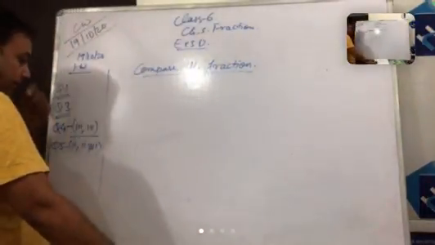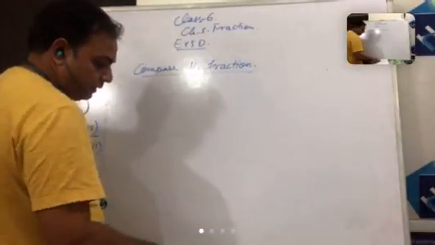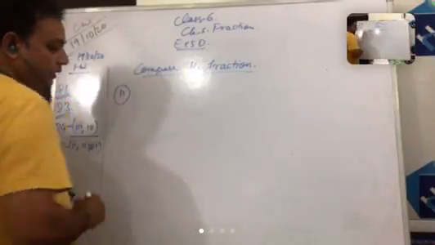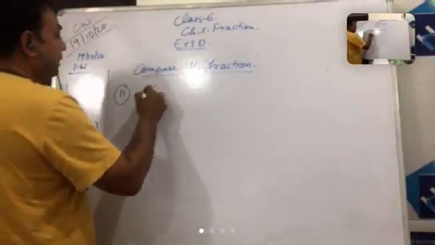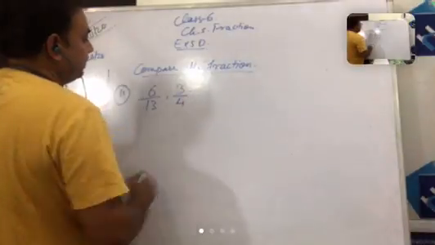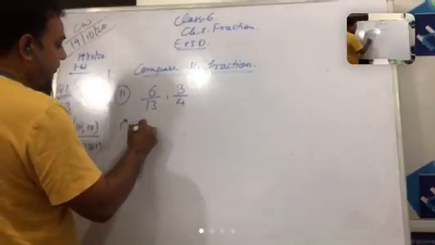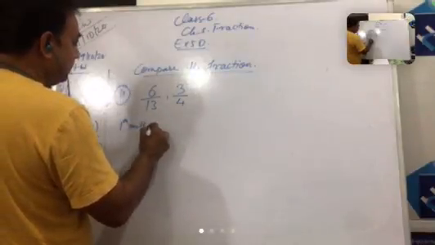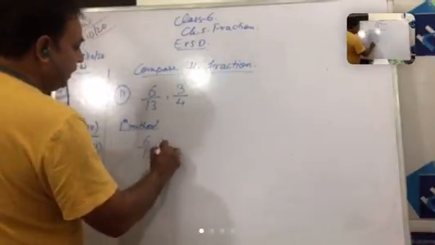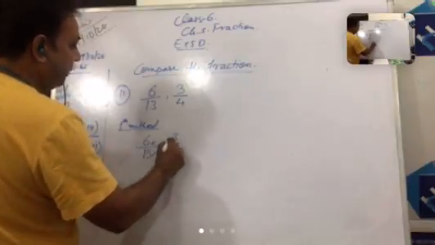Now I can solve the 11th question. Everyone write the 11th question: 6 upon 13, comma 3 upon 4. First, by the first method, cross multiplication. Just cross multiply it.